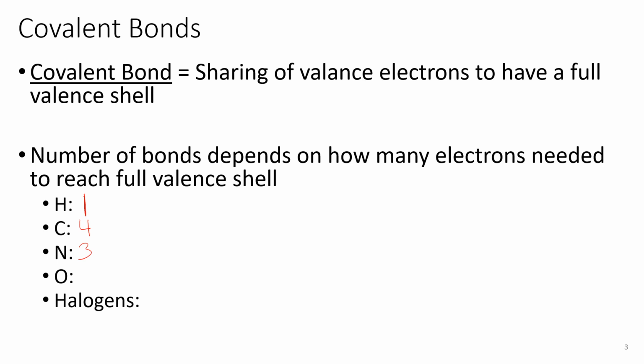Oxygen has 6 valence electrons, so it will form 2 covalent bonds. And our halogens have 7 valence electrons, so they will form 1 covalent bond. This is something you'll want to quickly be able to determine and remember so that you can quickly draw structures using covalent bonds. With covalent bonds, we also have our valence bond theory.